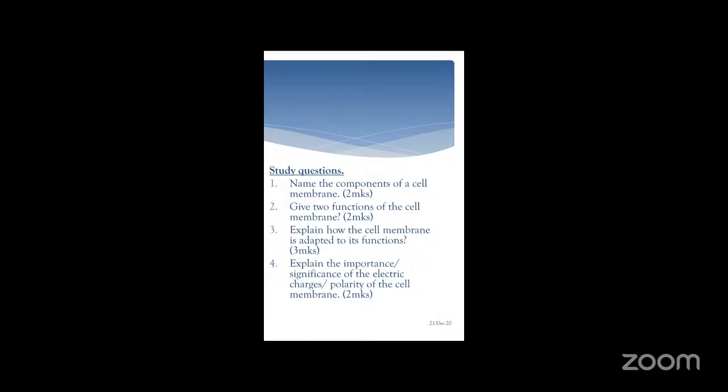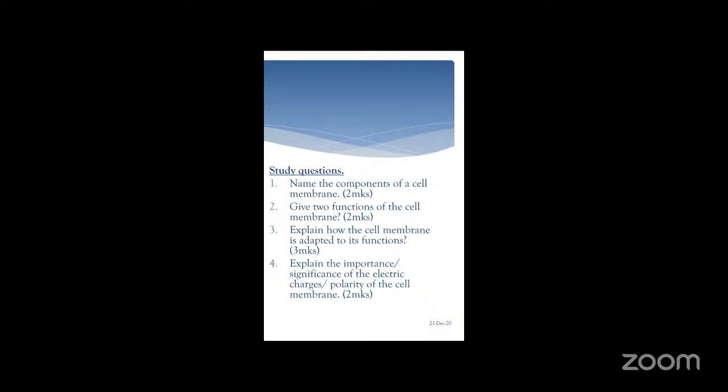So when a question asks you to explain how anything is adapted to its function, in short, you are being asked what features are in that organism and how do they assist that organism in surviving. So here the question is, explain how the cell membrane is adapted to its function. So what are the features of a cell membrane and what are the functions of those features? James, do you want to go first?